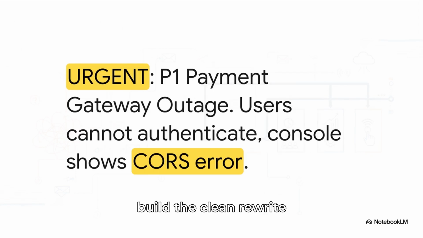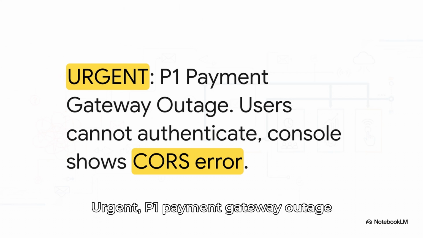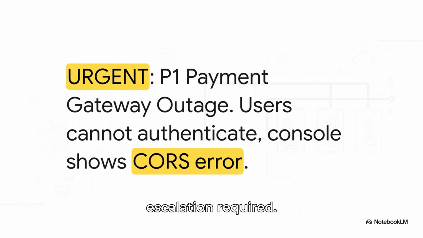All right, let's build the clean rewrite right in our email client. We're going to start with a highly visible, scannable subject line. Urgent. P1 payment gateway outage. Escalation required. Bam! Everyone knows exactly what this is. Then we deliver the context and diagnostic results right out of the gate. Since 8 a.m., users cannot authenticate payments. Console shows CORS error on checkout API. Just like that, we've completely eliminated the guesswork.